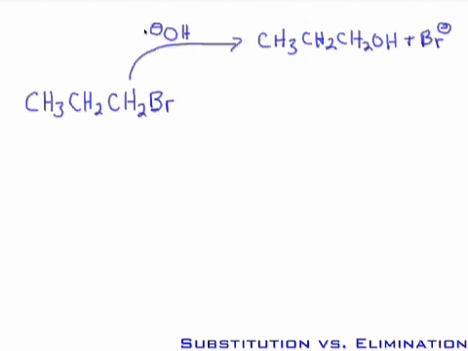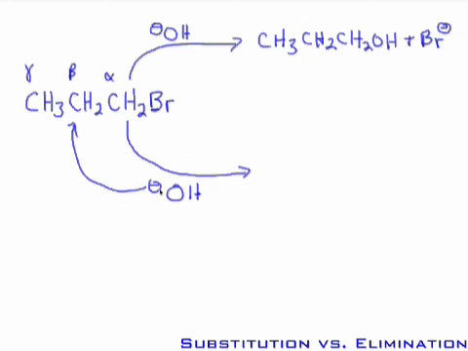Hydroxide acts as a nucleophile because it attacks carbon. But in competition with this reaction, hydroxide can attack a hydrogen on the carbon next door to the carbon that has a bromine. If I use Greek letters to label my carbons, the carbon that bears the bromine is called alpha. The next carbon would be beta. The next carbon would be gamma. The hydroxide attacks a hydrogen on the beta carbon.